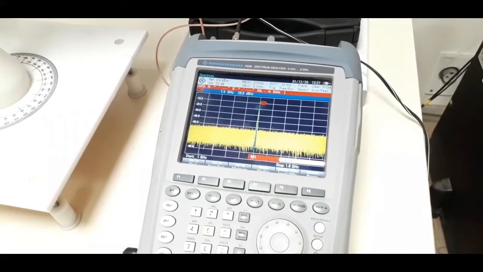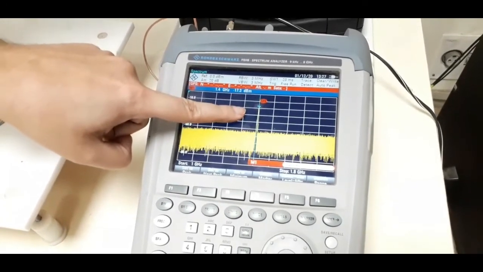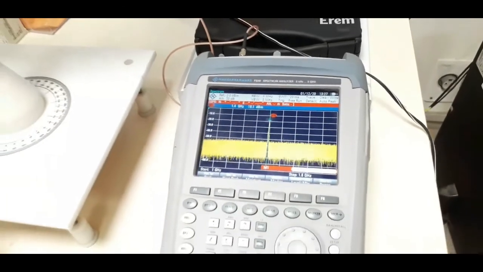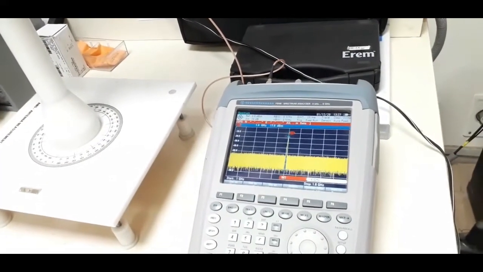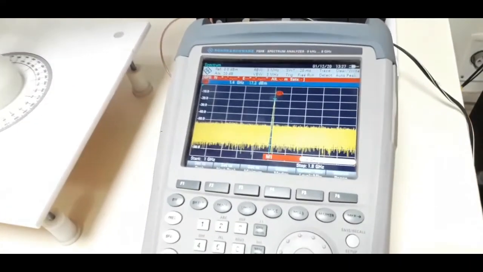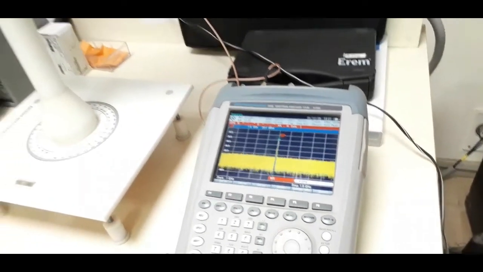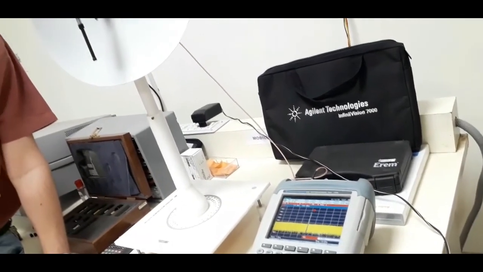You can clearly see that there is a nice spike over here. This indicates that the receiving antenna is receiving a signal of strength minus 17 dBm. Now look at the difference. We have transmitted plus 10 dBm from the transmitter, and the receiver, which is barely a meter or two away from the transmitter, is receiving a very weak signal of minus 17, minus 18 dBm.